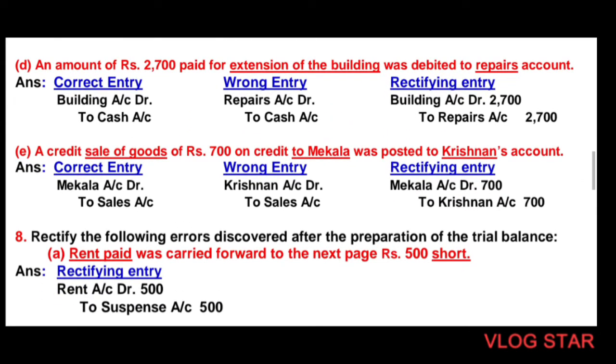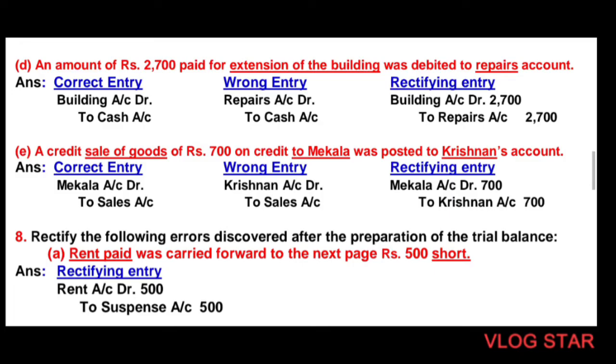D. An amount of rupees 2700 paid for extension of building was debited to repair account. So the same installation: at the time of installation, when we purchase a new building, whatever repair we do will come under building account. Or if we remodel the building, it will come under building account, not the repair account. But instead of building account, they wrote it in the repair account. They debited it to the repair account.